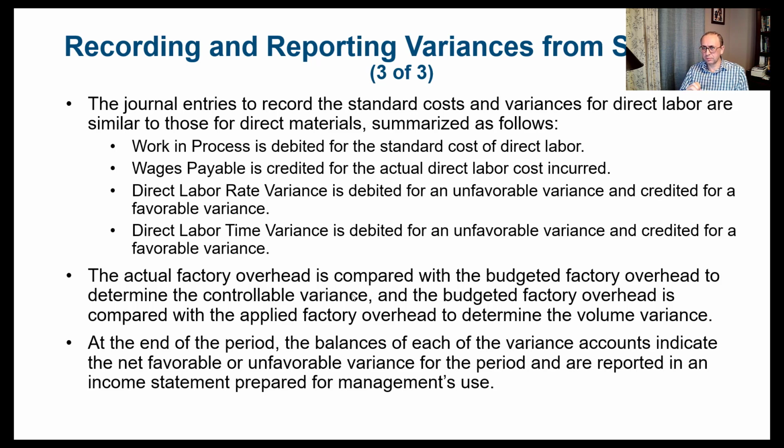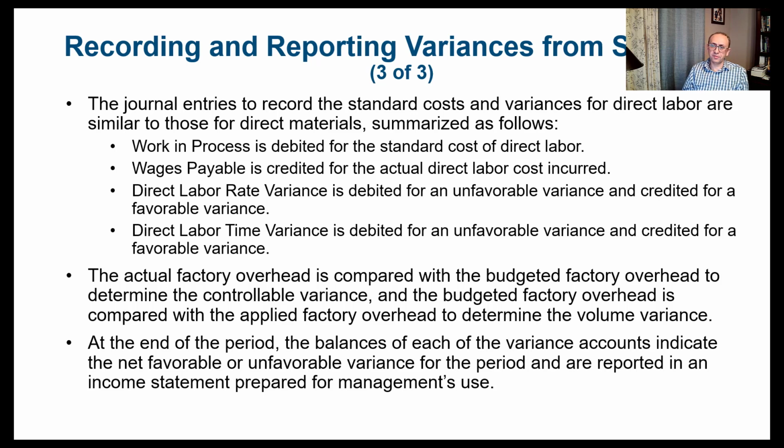I just want you to try to understand it with, as they call it, a grain of salt. So the journal entries to record the standard costs and variances for direct labor are similar to those for direct material, and they are summarized as follows. Work in process is debited for the standard cost of direct labor. Wages payable is credited for the actual direct labor cost incurred. The direct labor rate variance is debited for an unfavorable variance and credited for a favorable variance. Similarly, direct labor time variance is debited for an unfavorable variance and credited for a favorable variance.